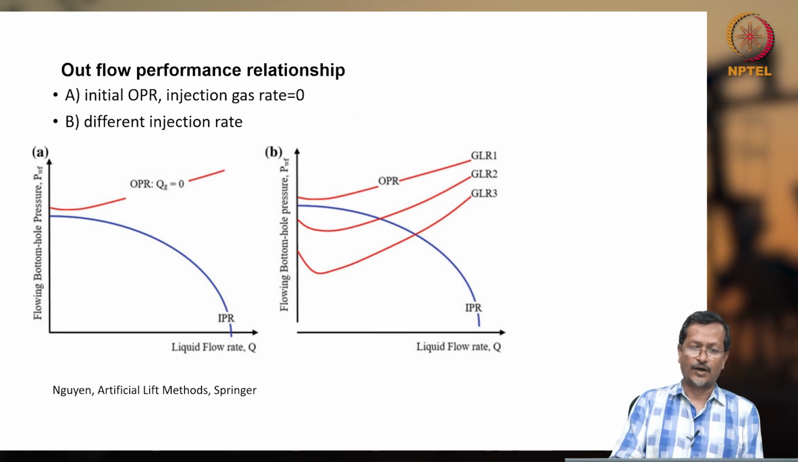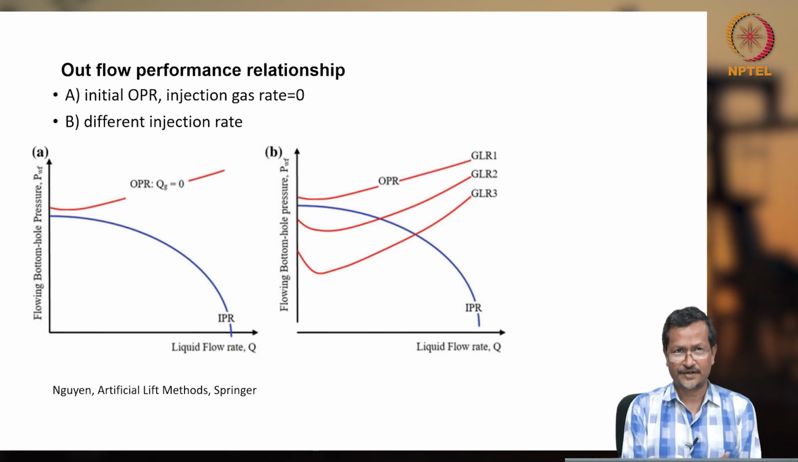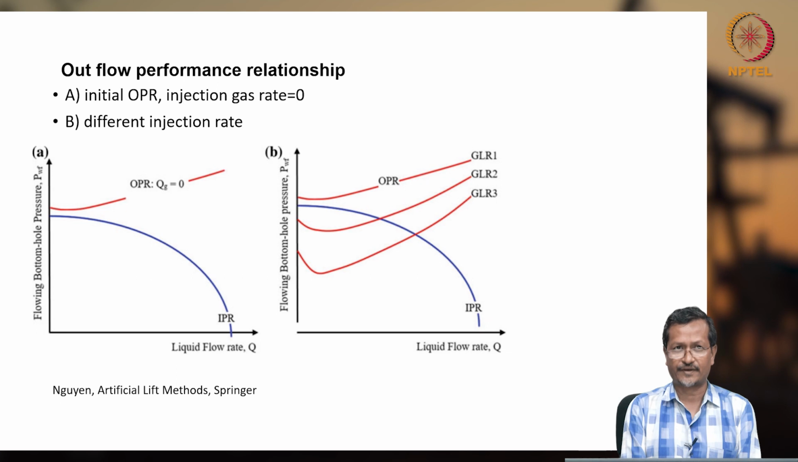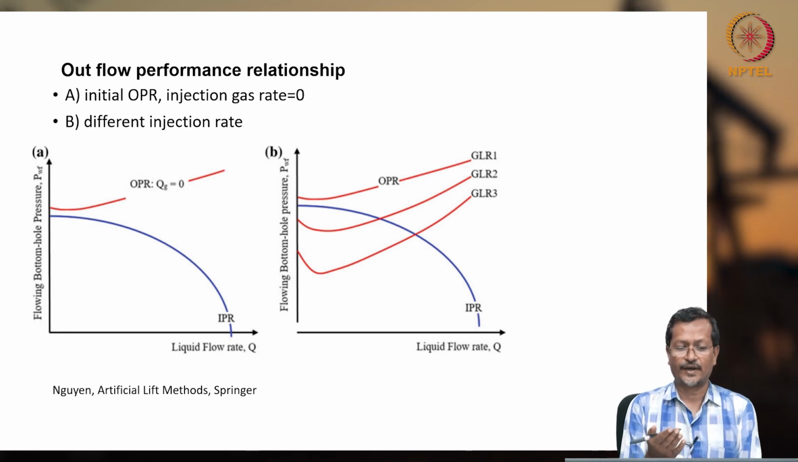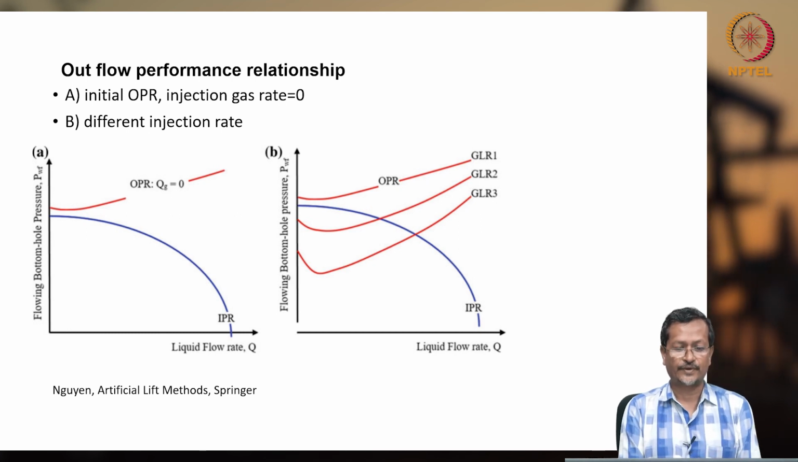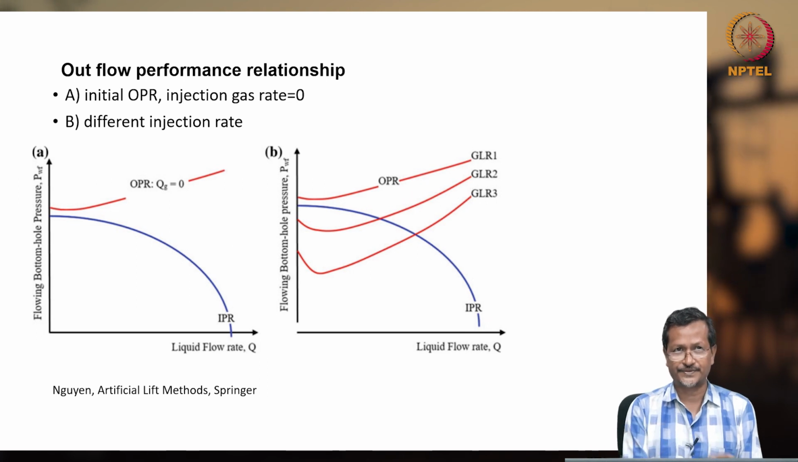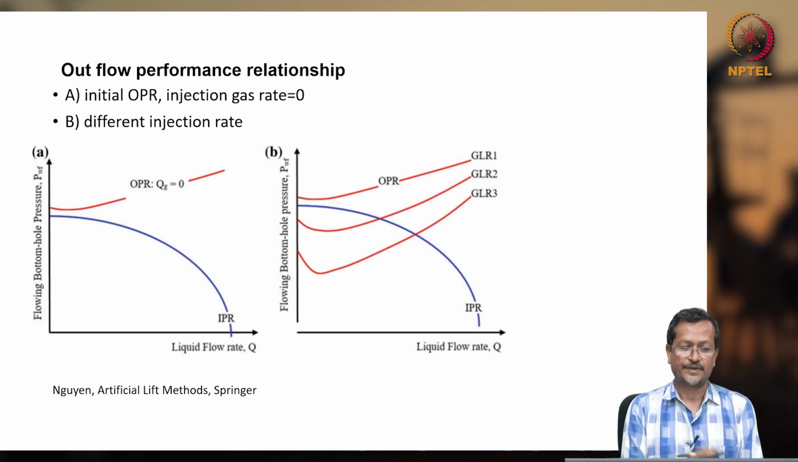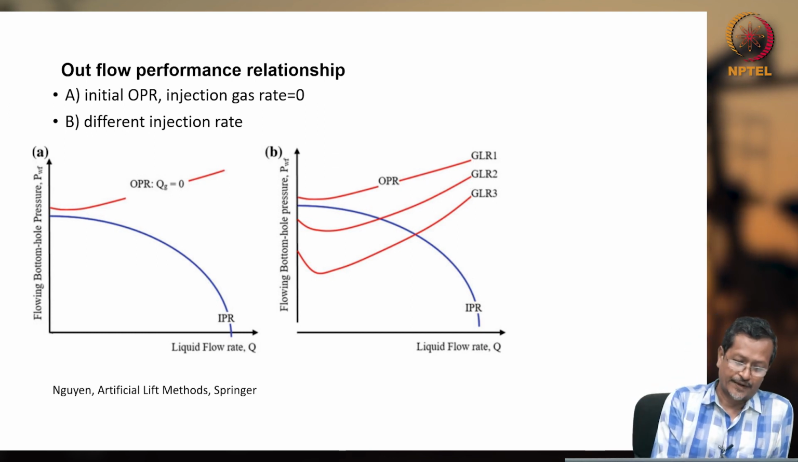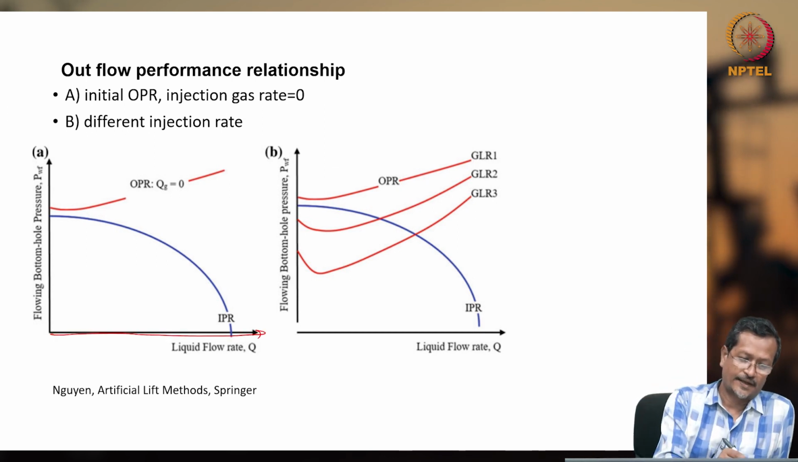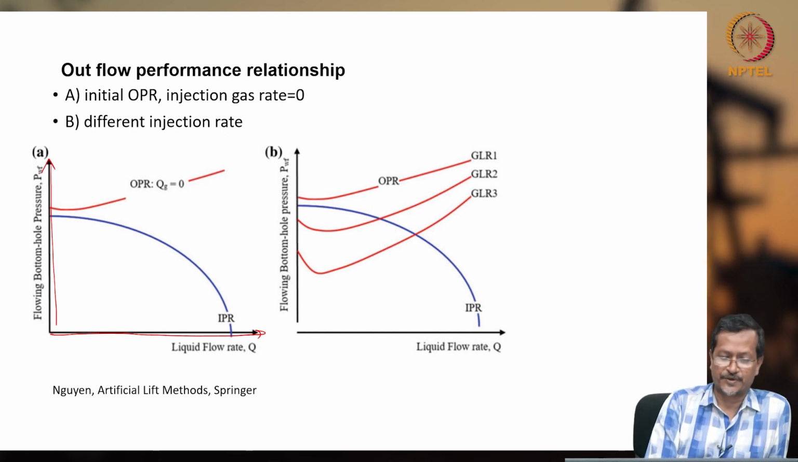So, how does this gas lift system, or any artificial lift system, affect your production rate? If you remember the productivity index or Vogel's curves of the inflow performance relationship, you can see the liquid flow rate on the Q axis and flowing pressure on the Y axis.